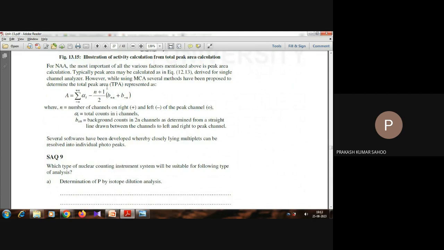Then we have some equations for total peak area. A equals summation of minus n to plus n, alpha i, minus n plus 1, that is number of neutron, plus 1 by 2 b plus n plus b minus n. So this plus minus sign denotes right and left of the peak channel, and alpha is the total count in the ith channel, and b plus and minus is the background count of the 2n.